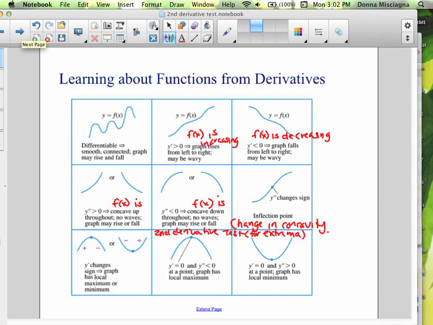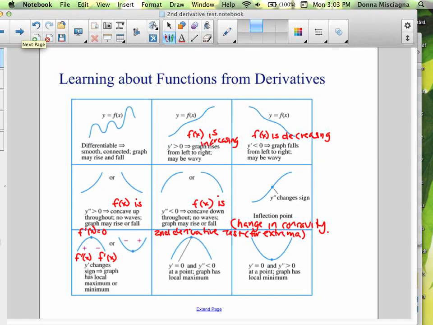You have inflection points where the second derivative changes signs. If the first derivative changes signs, the graph has a local max or a local min. So in the first example, here the function was increasing, so the first derivative is positive. Here the function's decreasing, so the first derivative is negative, and there's our inflection point. Right here, the first derivative would be 0.